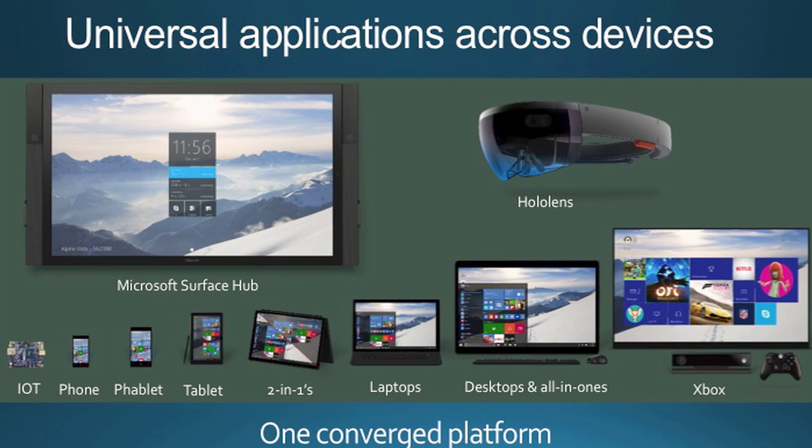Okay, so there are universal applications across devices, all the way from a small device. The IoT refers to a very small computing device, and it is a situation that goes all the way up to the Surface Hub.